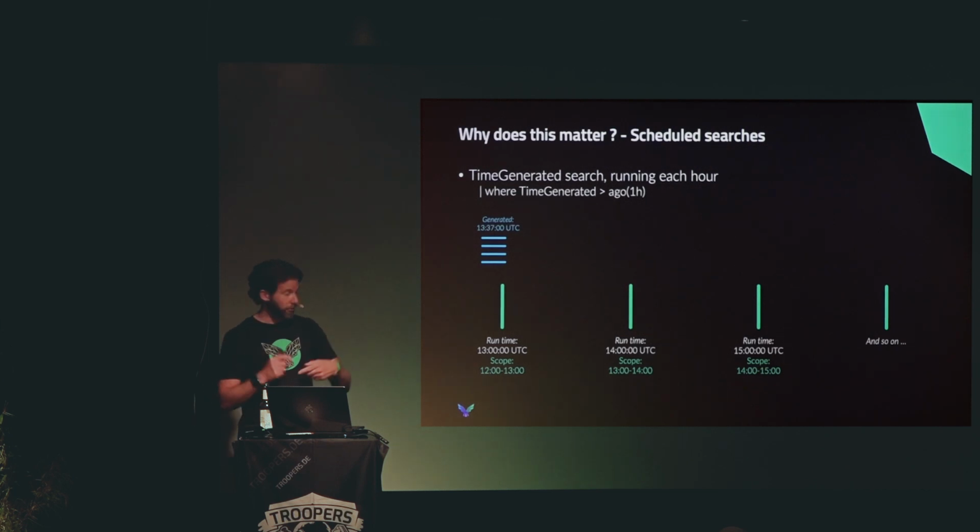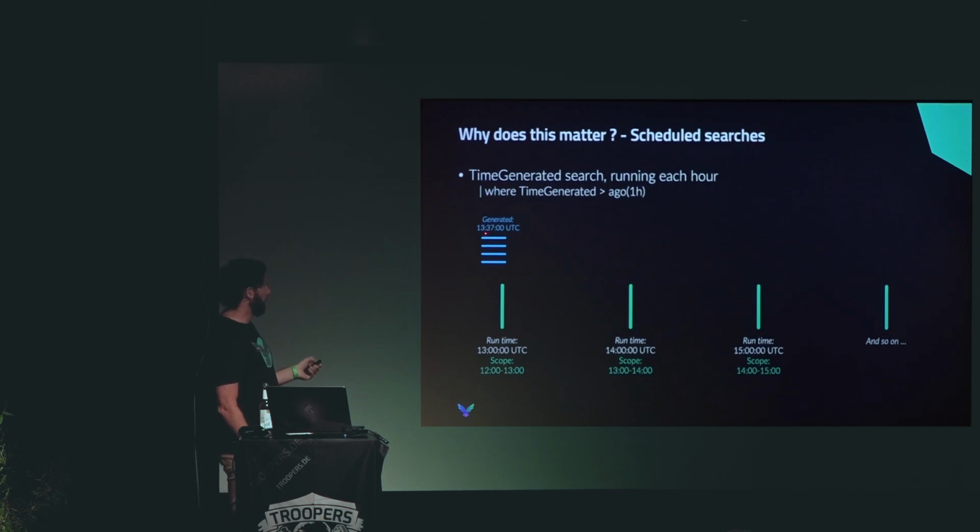But why does this matter? There are a lot of reasons for that. A lot of the rules that you find on the internet, and also what Microsoft published up to a certain point, look at the time generated field. You basically start a query by defining the scope of your data set, right? You tell it, okay, I want to look at what happened in the last hour. And this is what then happens.